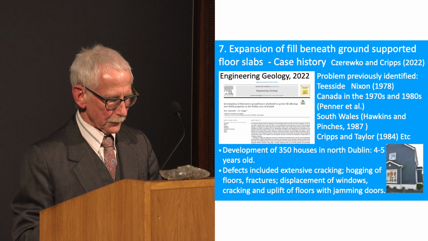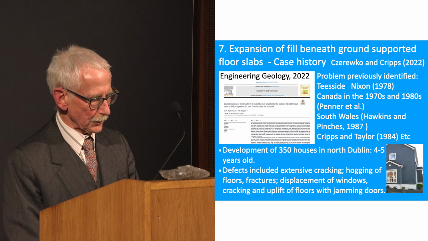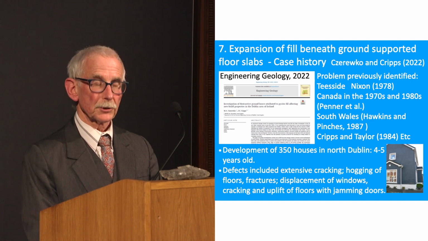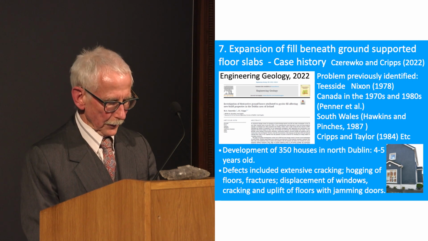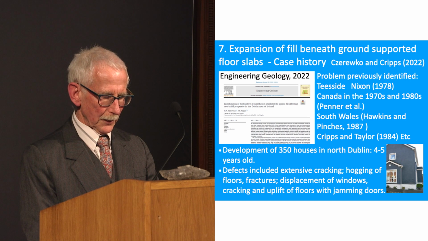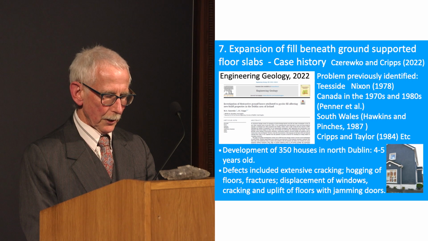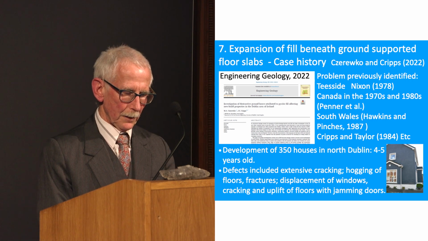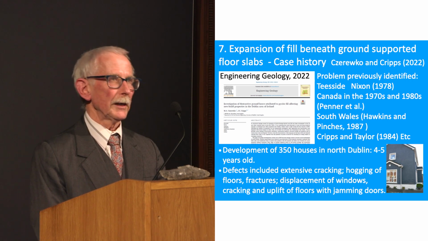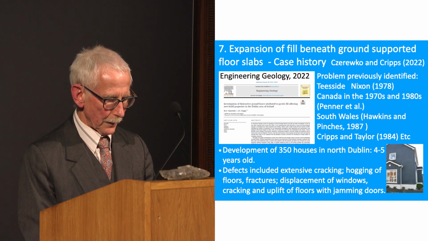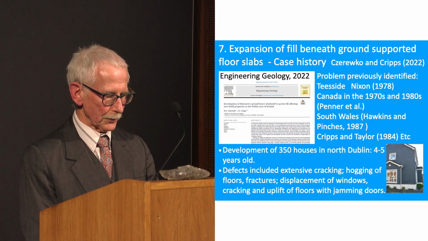I want to just finish the case histories by talking about the problems of the use of mudstone and muddy limestones containing pyrite to support the floor slabs of buildings in Ireland. It's a very serious problem in Ireland. Up to 70,000 homes might be affected, and it might cost as much as 60 million euros to put them right. Morris and I have recently published a case study of the investigations for one particular development of 350 houses near to Dublin. This was in 2008, when the houses were only 4 to 5 years old.